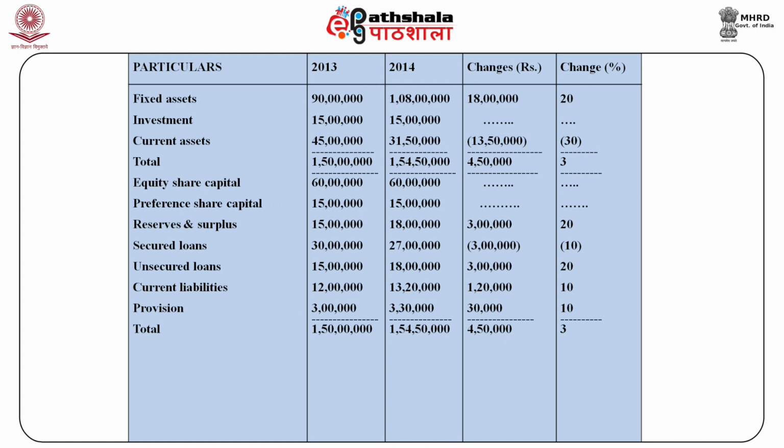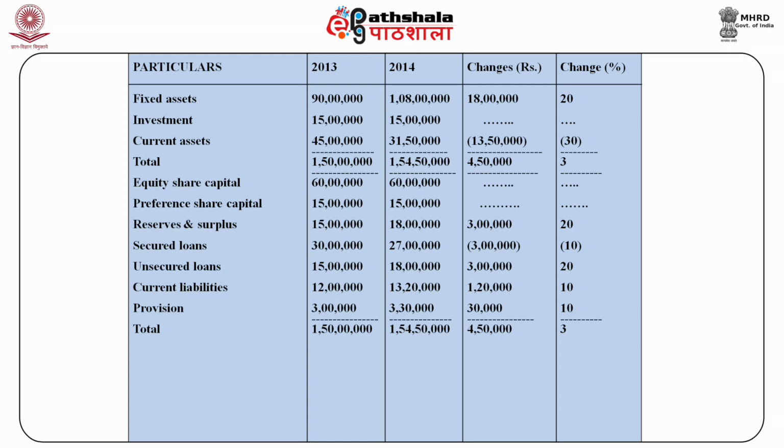That means we have the total assets for the year 2013 with 1 crore 50 lakh and for the year 2014 we have 1 crore 54 lakh 50,000, registering an increase of 4 lakh 50,000 with a percentage of 3% increase in total assets.